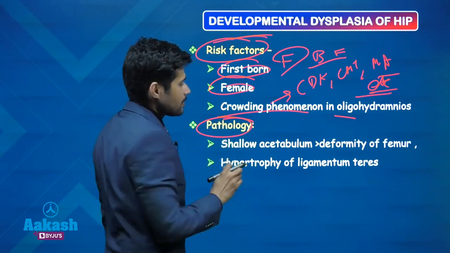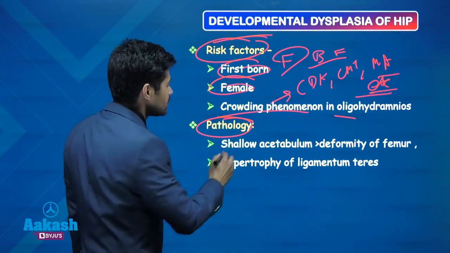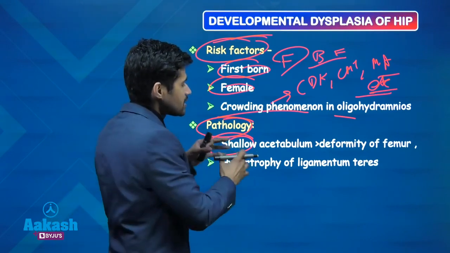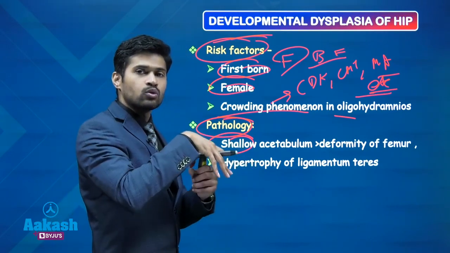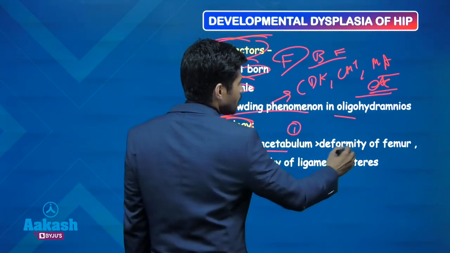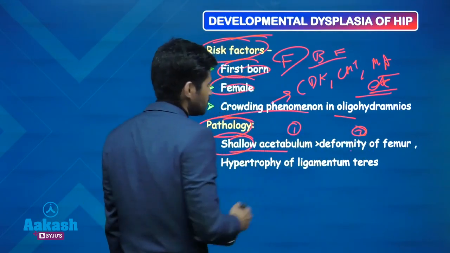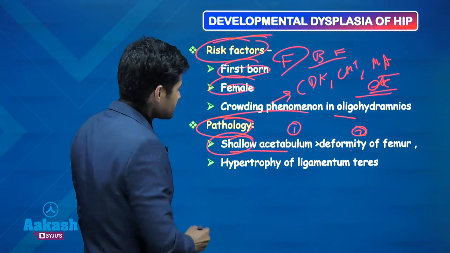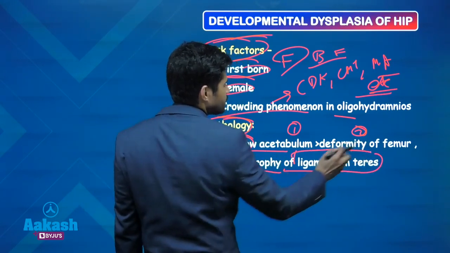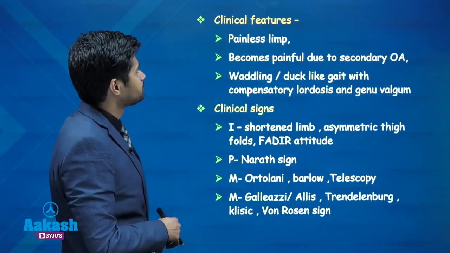What is the pathology? The basic pathology lies in a shallow acetabulum. The femoral head is normal. It is just the acetabulum which is shallow and not able to contain the femur head. So shallow acetabulum, in some cases deformity of femur also. And it is associated with hypertrophy of ligamentum teres because of subluxed femoral head.